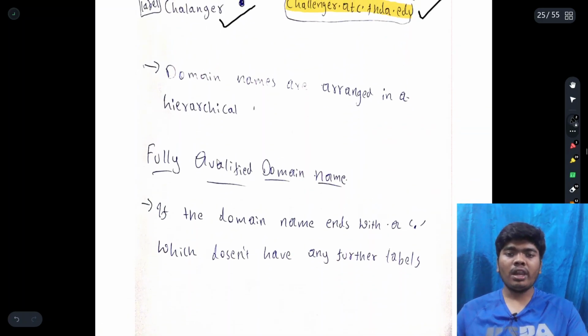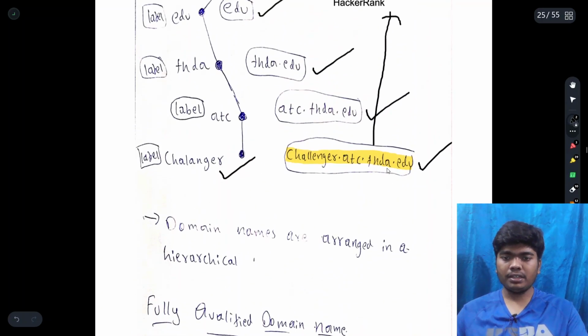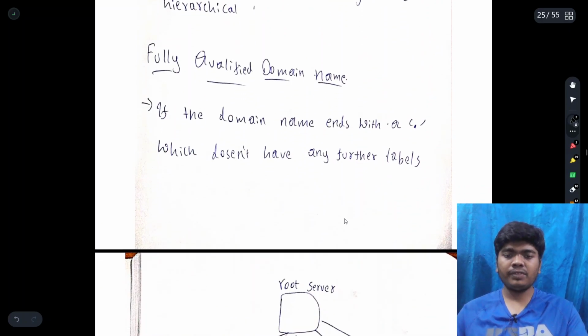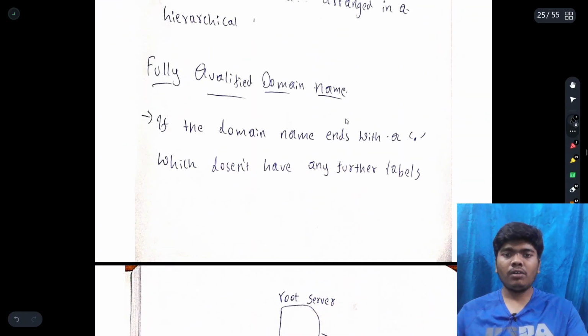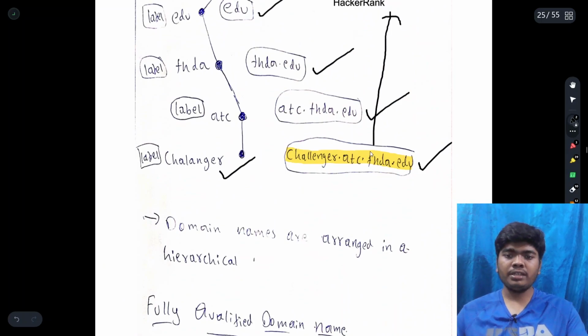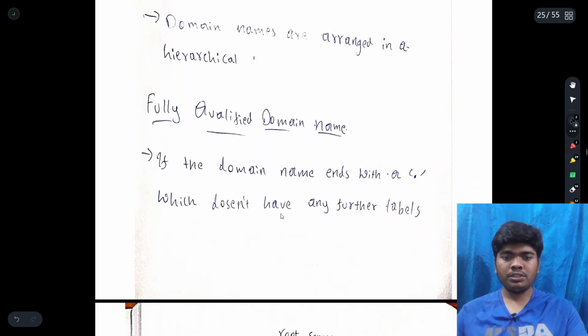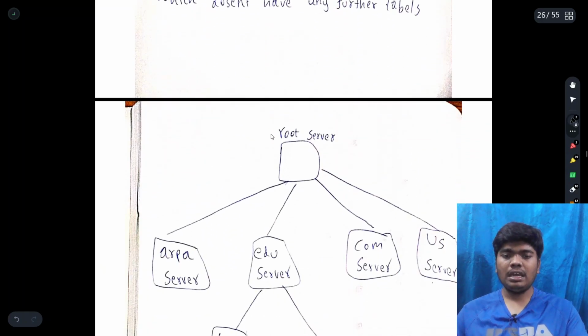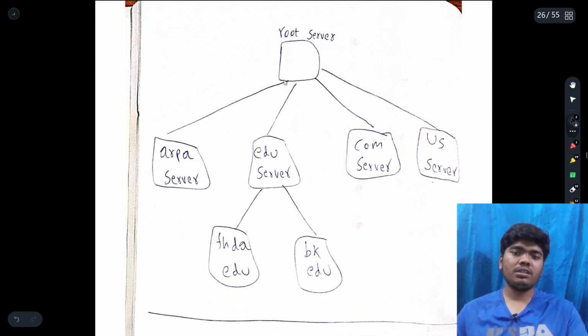Fully qualified domain name. A fully qualified domain name is one that ends with a dot, as we can see here. If it ends with a dot, it doesn't have any further labels. So here the challenges label is the last one. Here we can see the root server is something like HackerRank.